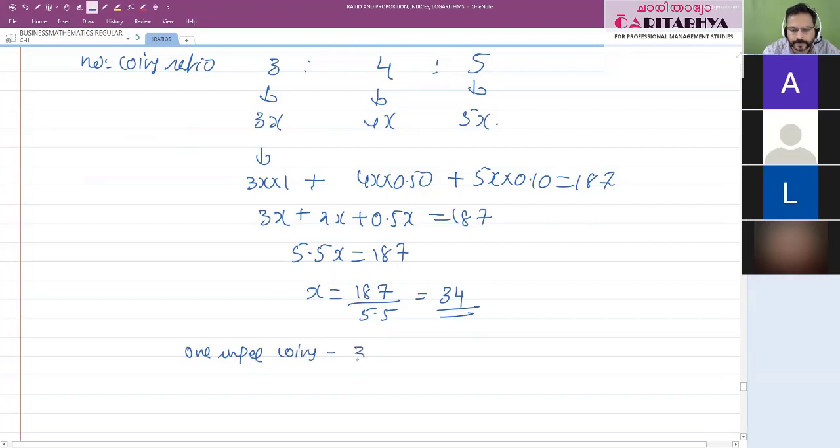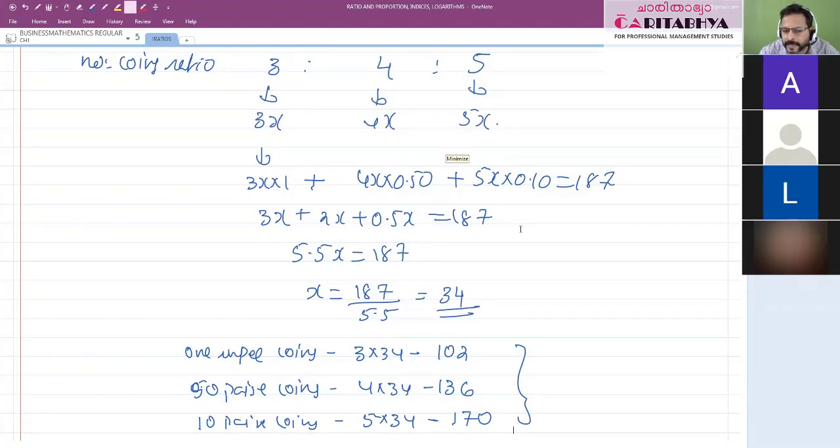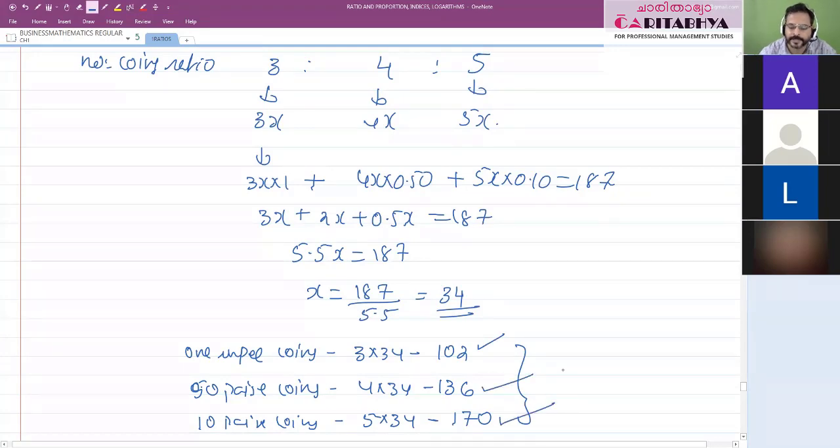Now, 1 rupee coins: 3 into 34 equal to 102. Then 50 paise coins: 4 into 34 equals 136. Then 10 paise coins: 5 into 34 equal to 170. So the number of coins is 102 one rupee coins, 136 fifty paise coins and 170 ten paise coins.